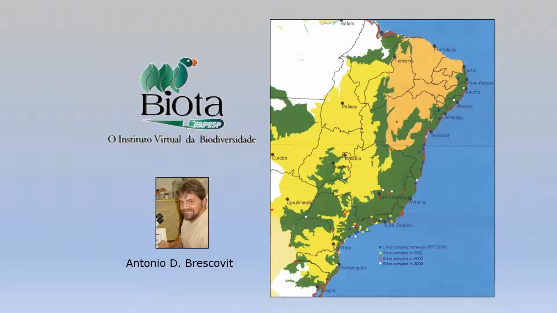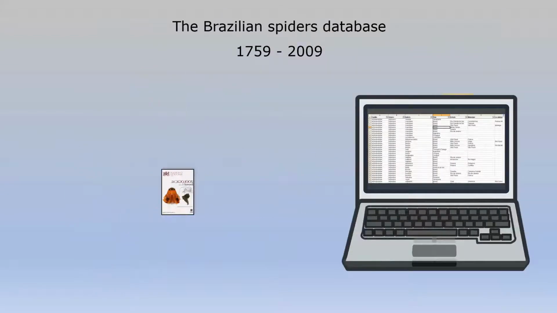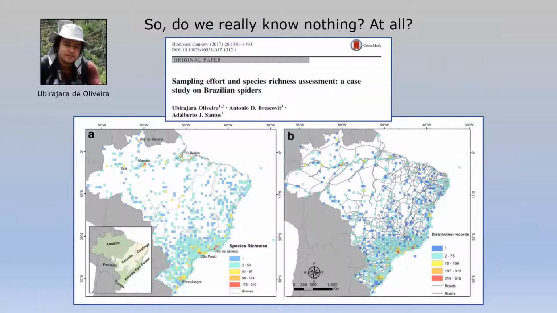But Antonio also had a simple but great idea. He started an effort to compile all the spider distribution records from Brazil available in the taxonomic literature in a single Excel database. And this database made it possible for this guy, Ubirajara Oliveira, one of my students, to evaluate in his master's dissertation how much, after all, we really know about the spider diversity and distribution in Brazil? So this is a publication derived from his dissertation.